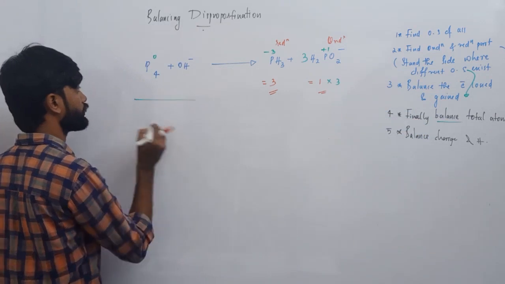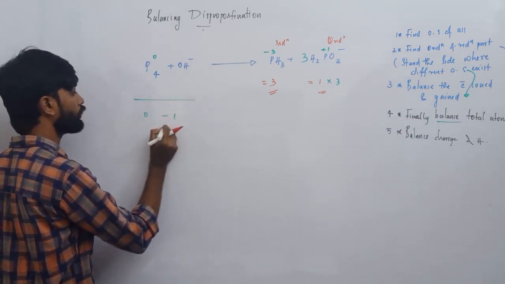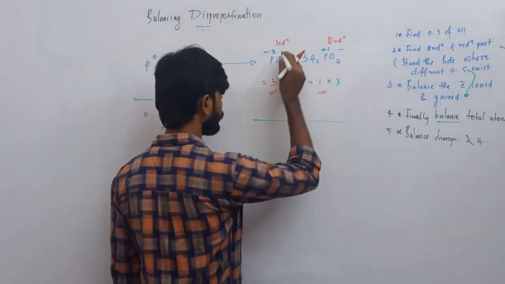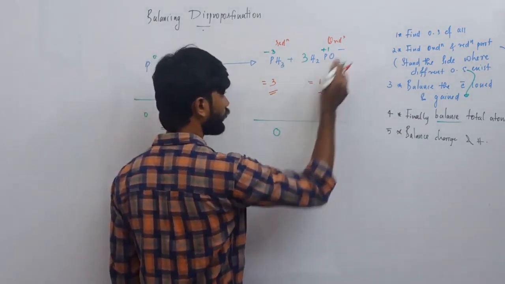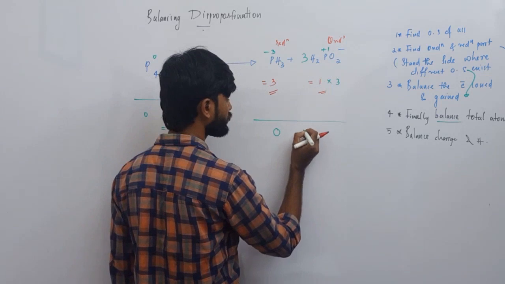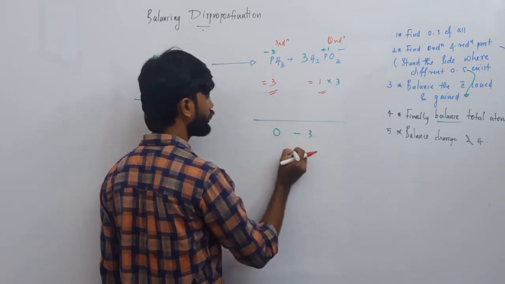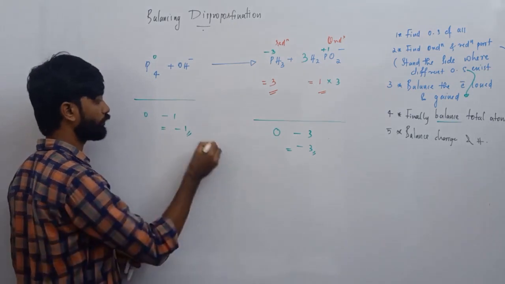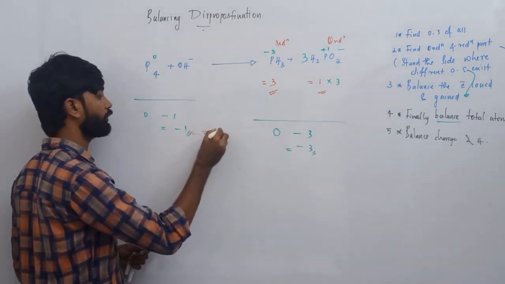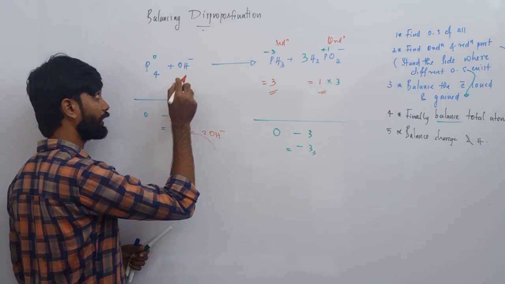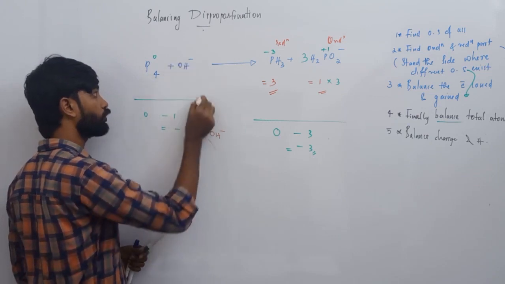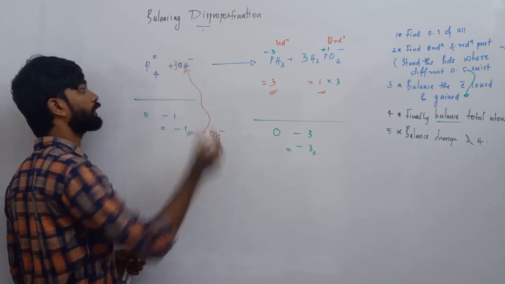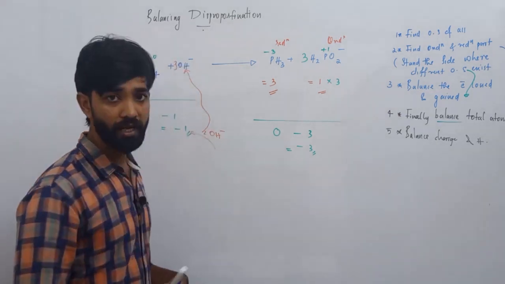Then charge. On one side, P4 has charge 0. H2PO2 minus has charge minus 1, so 3 into minus 1 gives minus 3. Now our medium is basic, so we can add 2 OH minus here. These 2 OH minus, combined with the given OH minus, become 3 OH minus. Now the charge is balanced.